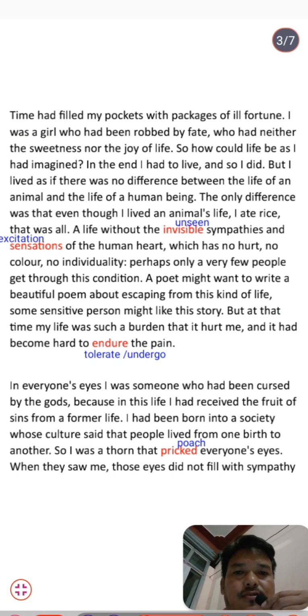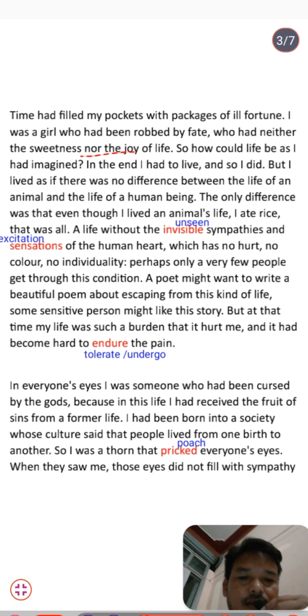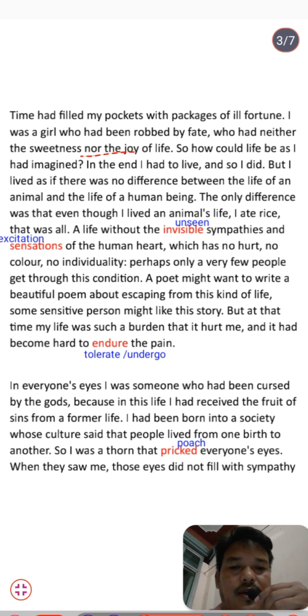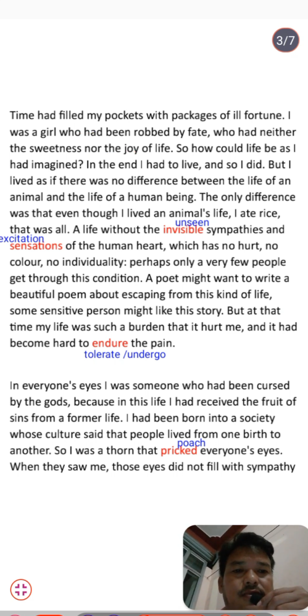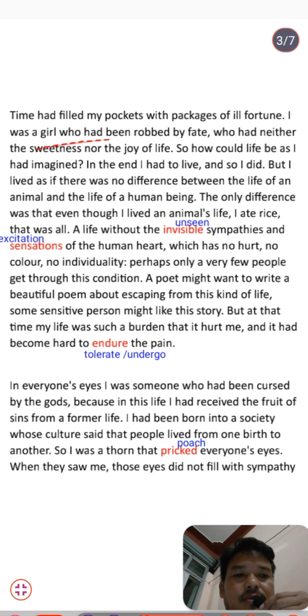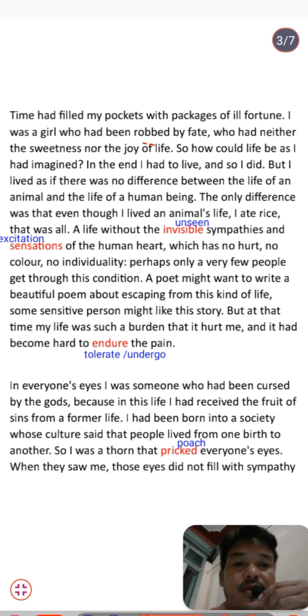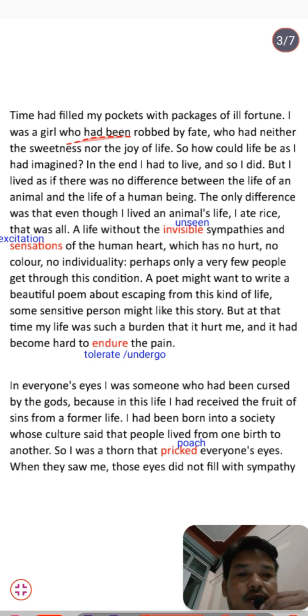I was a girl who had never been robbed by fate, who had neither the sweetness nor the joy of life. In the second line, she expresses that I was a young lady who had been robbed, burglarized by destiny, destiny means luck, who had neither the pleasantness nor the delight of life, who didn't have any pleasant and delightful life so far.